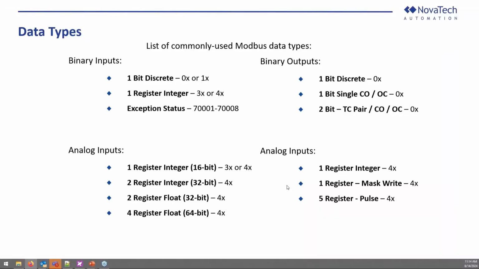This is where you can write over individual bits in the register without doing any changes to the other bits in that register. And then a 5-register pulse. And these are some of the common ones. There are lots of other ways this can be done.